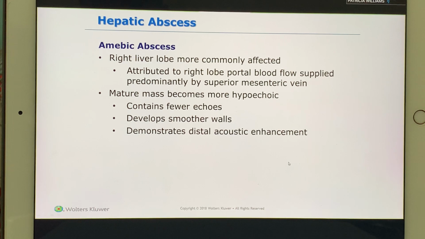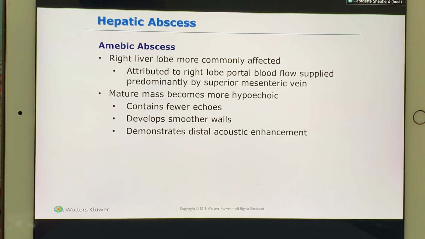So the amoeba usually affects the right lobe of the liver, mainly because of the portal vein and the right portal vein. So the right portal vein branches into anterior, posterior. The left portal vein drains into medial, lateral. Okay? The more mature masses will become hypoechoic. They contain fewer echoes. They can have smooth walls, and they can demonstrate acoustic enhancement, meaning it will be brighter posterior wall.